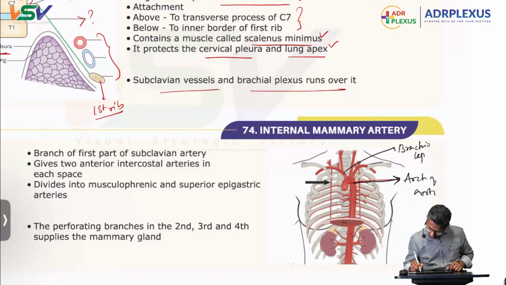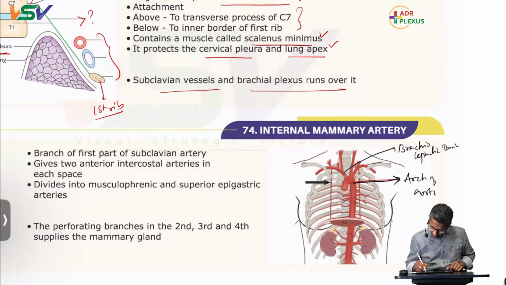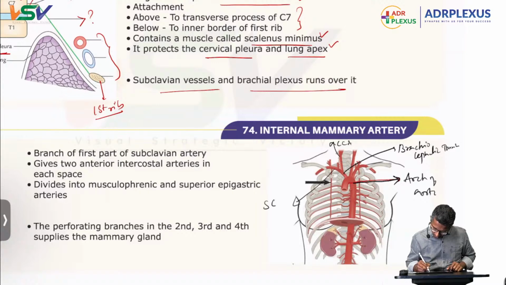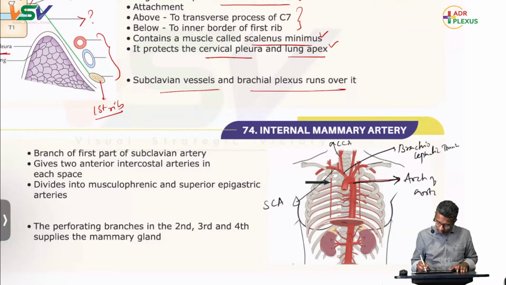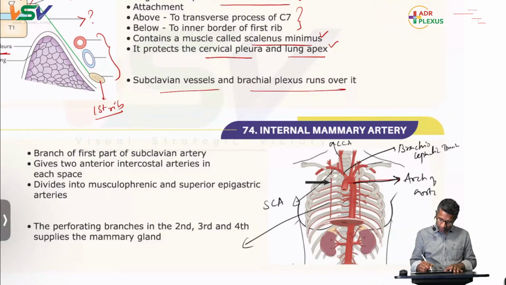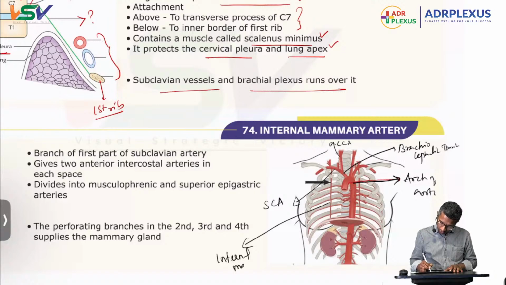and this brachiocephalic trunk divides into the common carotid artery and the subclavian artery. So from the first part of the subclavian artery, you get this vessel which is called the internal mammary artery.